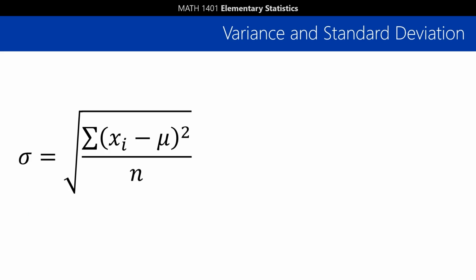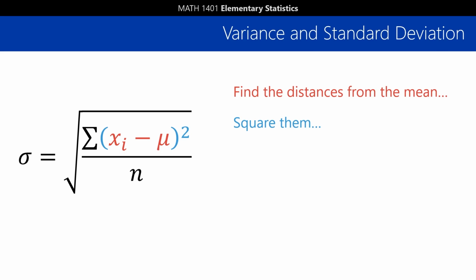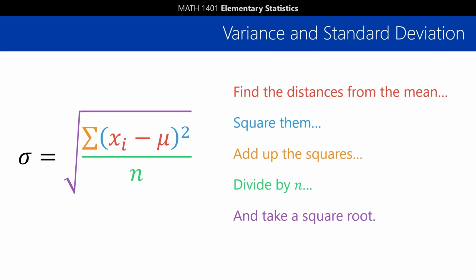Here's the formula for the standard deviation. Now, don't panic. This may look intimidating, but it turns out this notation just describes all the steps we've already laid out. First, we find the distance of each data point from the mean. Then, we square them. Next, we add up all of those squares. And then we divide by how many data points we have, which gives us the variance. Finally, we take a square root, and that's the standard deviation.